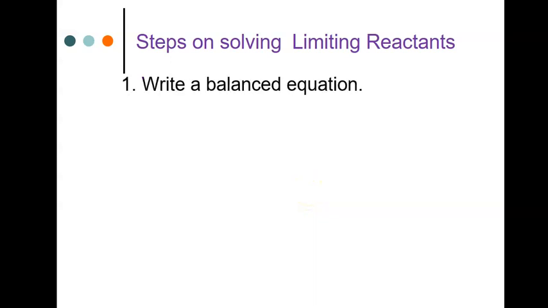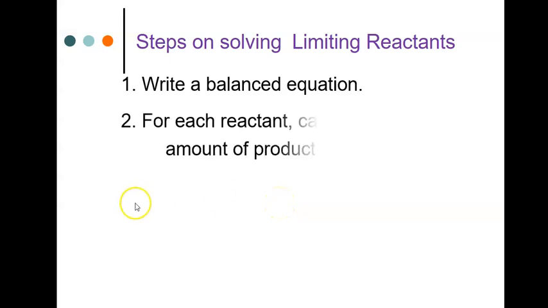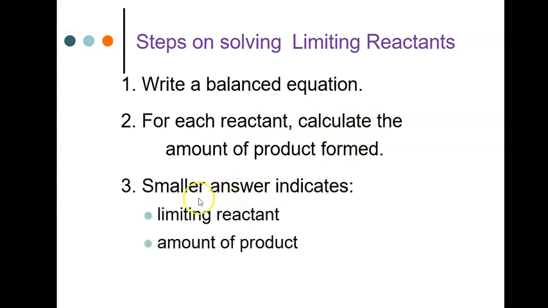Let's look at the steps in solving limiting reactants. Step number 1 is to write a balanced equation. Step 2, for each reactant, calculate the amount of product formed. Step 3, the smaller answer indicates the limiting reactant and the amount of product formed. Alright?